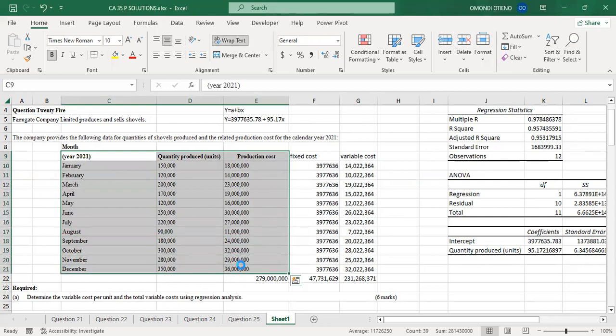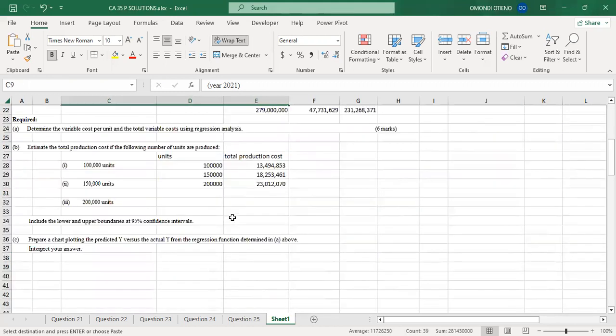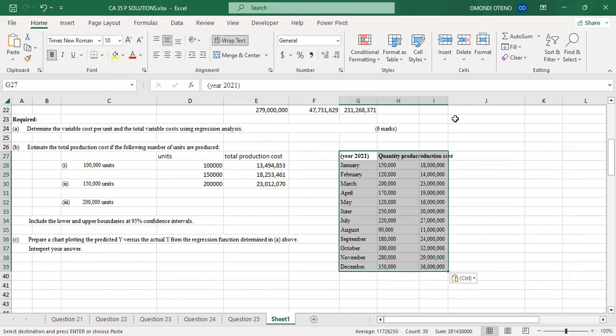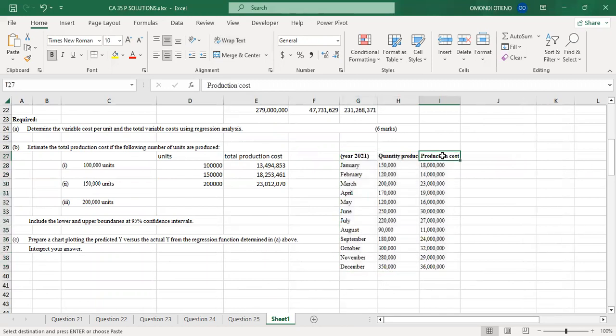This is what we are going to do. Let's just bring it down here, somewhere there. So we have production cost. Of course, this one here is the actual. This one here is the actual production cost.